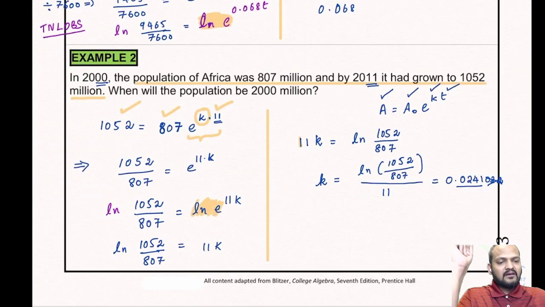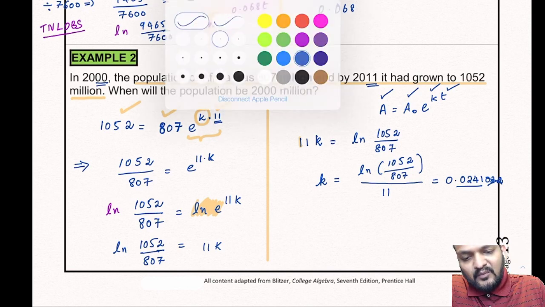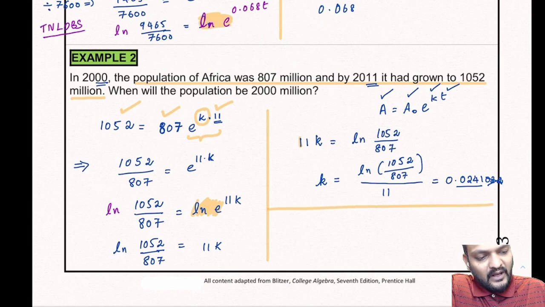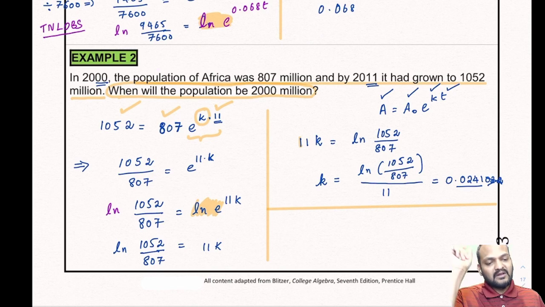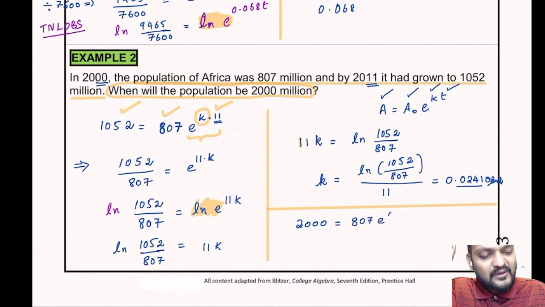All right, I got my k. Now, what am I going to do, right? So I'm going to use this to figure out what I need to do. The question is, when will the population be 2,000 million? So the question is, after how long is A going to be 2000, if the initial population is 807 and the growth rate k happens to be 0.0241 times t.